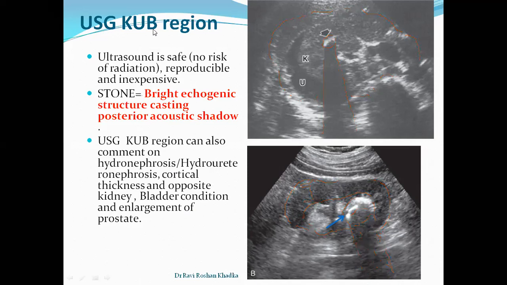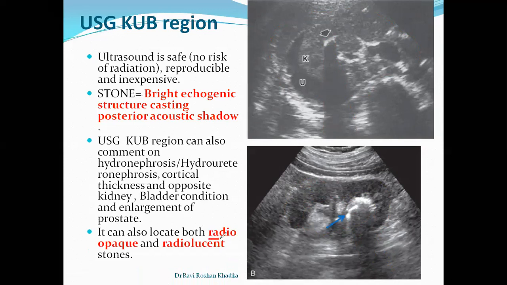So ultrasonogram is a very good test, but the problem is it is not a good test for ureteric stone, because it cannot locate the stone in the ureter. It can give us an indirect idea, but cannot show us the stone, whereas it can show the stone in the kidney and the bladder. And one more advantage of the ultrasonogram is it can show both radio-opaque as well as radiolucent stones. That's why it is a great advantage.